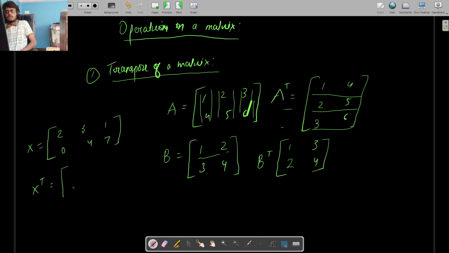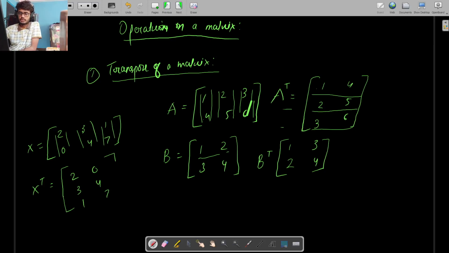It's okay. Okay, I'll write the solution there. You check whether you did it correctly or not. Okay. So the answer is, I just change this column to a row. So 2, 0. Change this column to a row, 3, 4. Change this column to a row, 1, 7. So this should be our answer. So this is the transpose of a matrix.